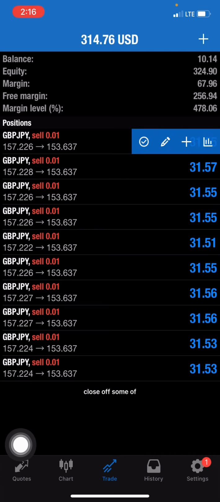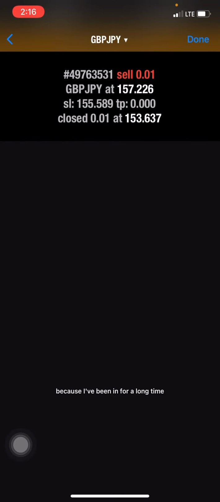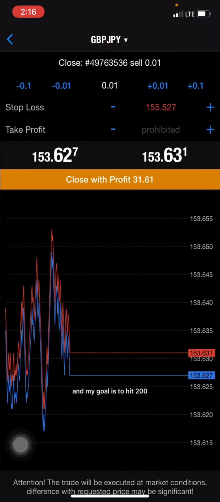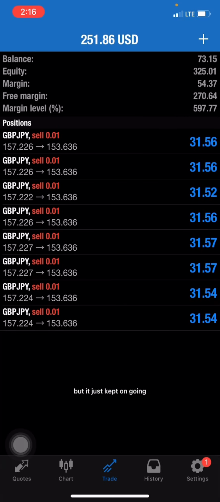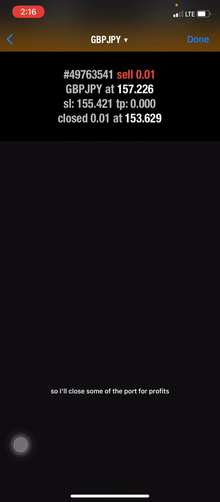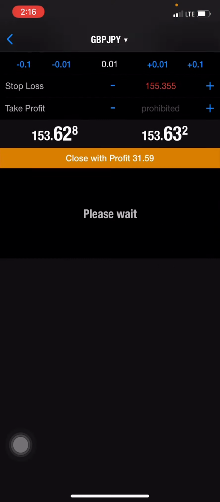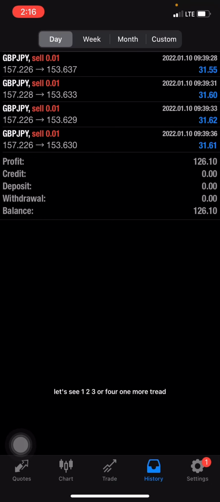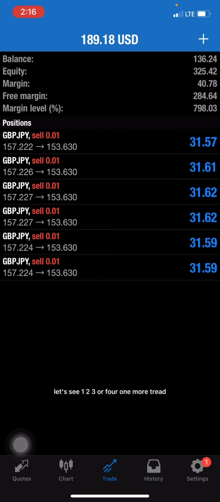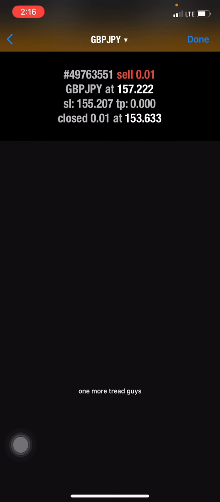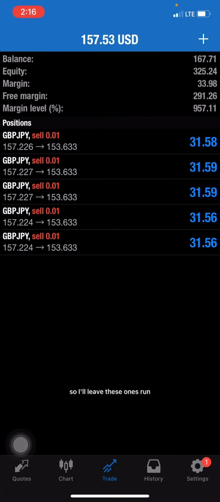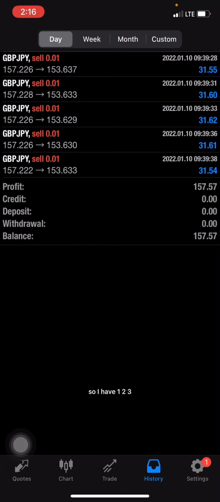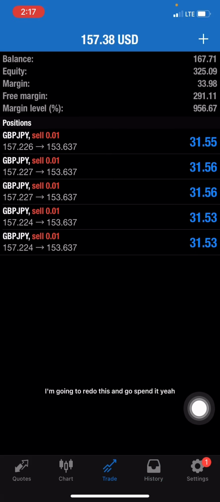So I'm going to close off some of these trades because I've been in for a long time and my goal was to hit $200, but I just kept on going. So I'll close some of the profits. Let's see. 1, 2, 3, 4. One more trade, guys. Yeah, those are 5. So I'll let these ones run. So I have 1, 2, 3. So this is $157. I'm going to withdraw this and go spend it. And then I'll come back again and flip another $10 account to any other amount I want.